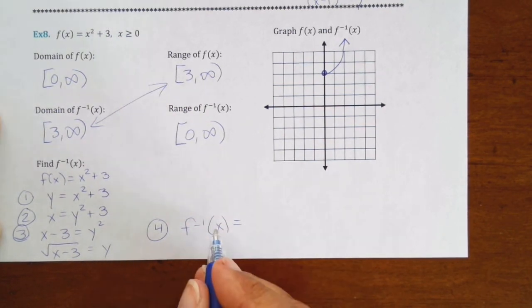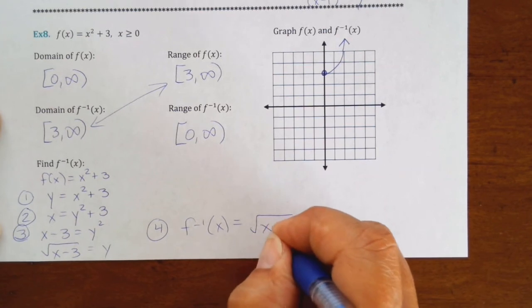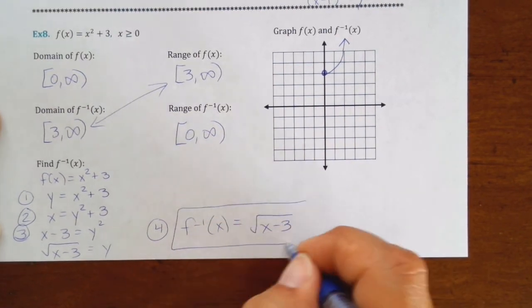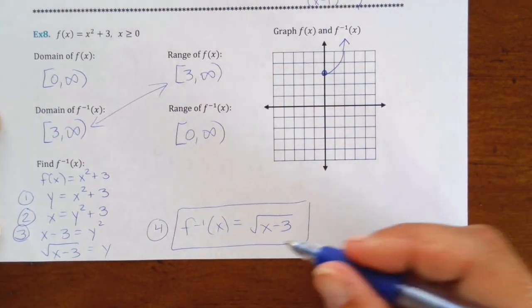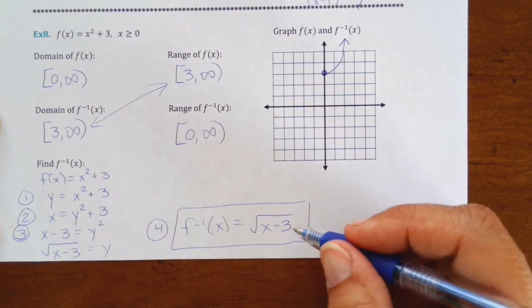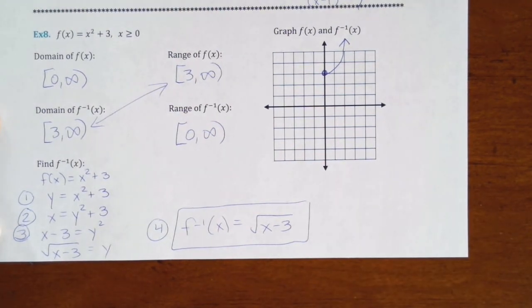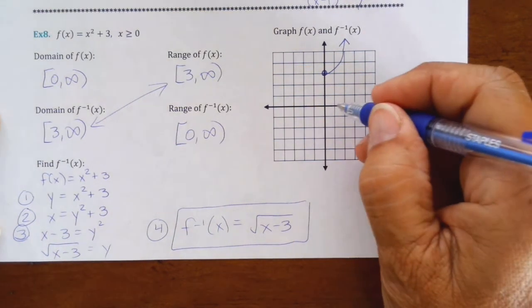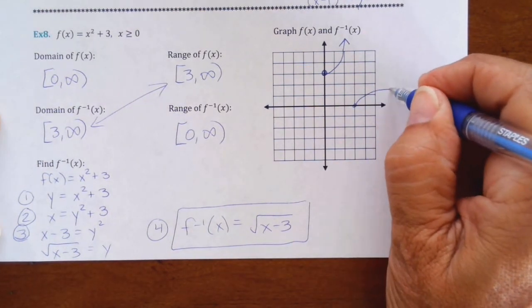So we're going to replace y with the inverse. We get the square root of x minus 3. So there's your inverse. Okay. Now look at that graph. The square root of x minus 3 is the square root function, and you're going to go right 3. So we're going to go 1, 2, 3, right there.